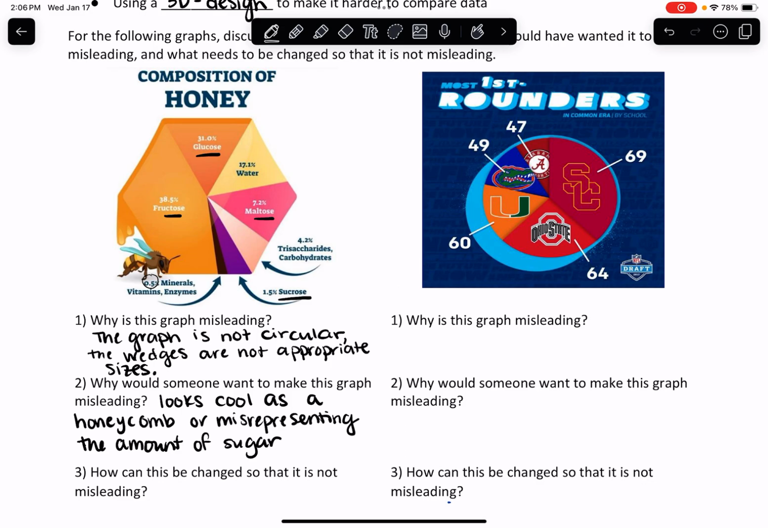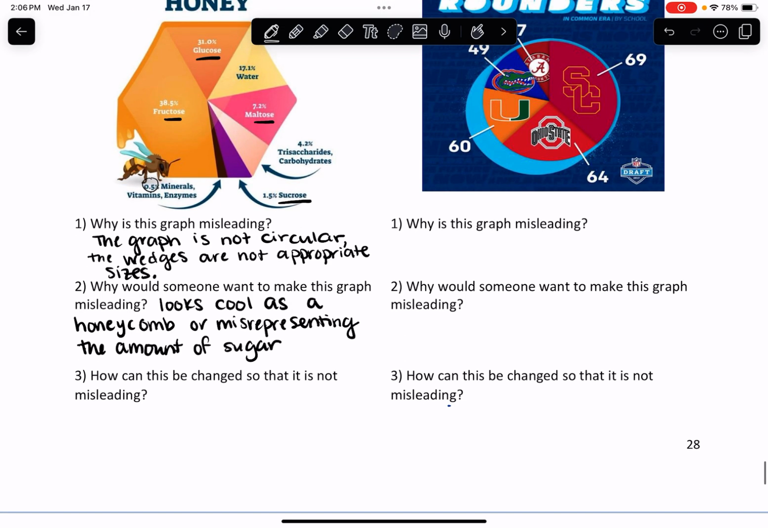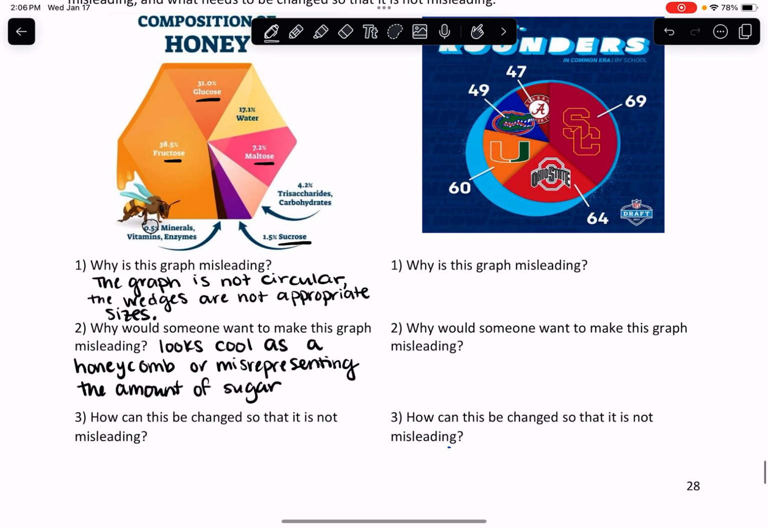So some ways we could change this so it's not misleading. Really, all we have to do here is make it circular and adjust the size of the wedges. And that should put it in a format that makes it fairly easy for people to use.